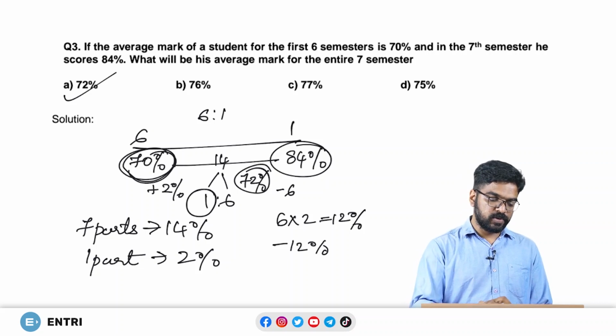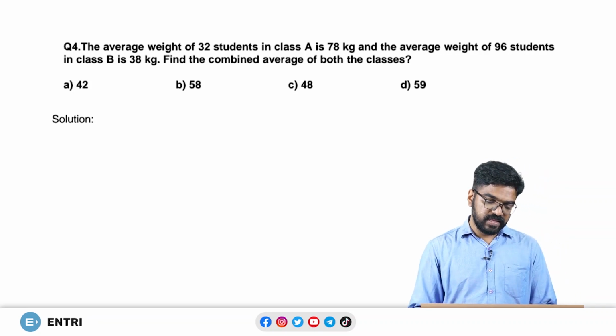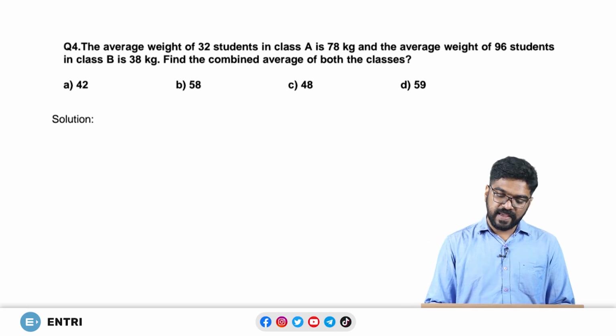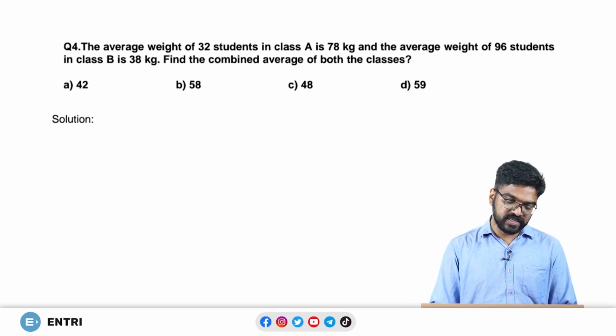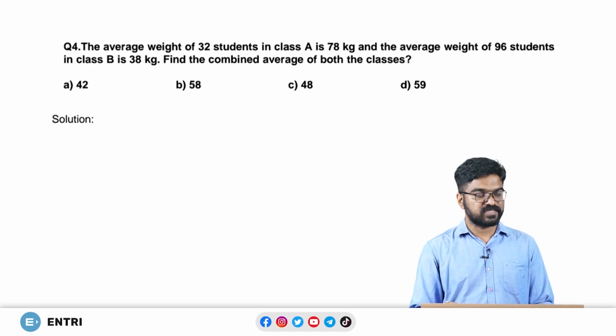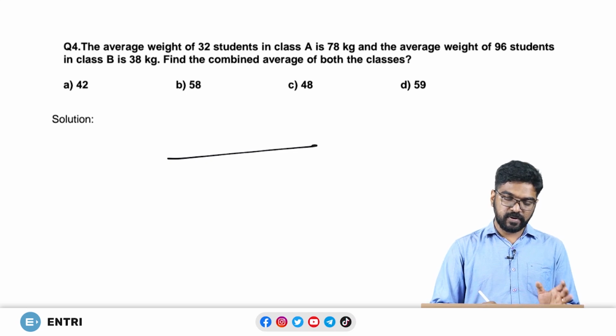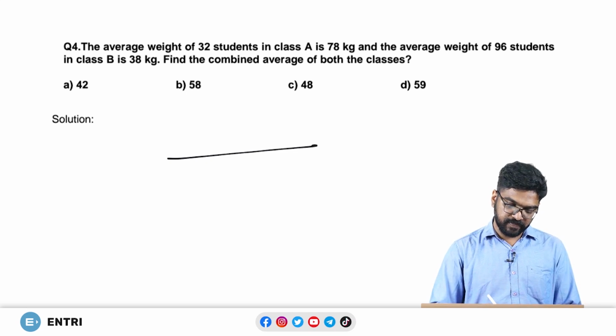Okay. So let's go to the last question. So this is our last question. What is given here? The average weight of 32 students in a class A is 78 and the average weight of 96 students in class B is 38. Find the combined average of both the classes. So first thing, draw the seesaw. So on one side we have class A, okay, and we have class B on the other side.